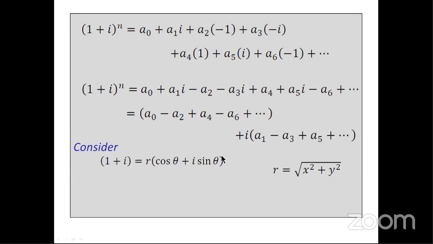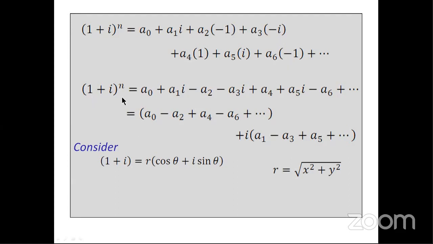Yes, ma'am. Okay. So children, let us just look into this. (1 plus i) whole power n is equal to a naught plus a1 i plus a2 into minus 1 plus a3 into minus i plus a4 into 1 plus a5 into i plus a6 into minus 1 plus so on. Now here children, instead of i square, i cube, i power 4, we are just substituting their values. That's how we are getting the bracket part.